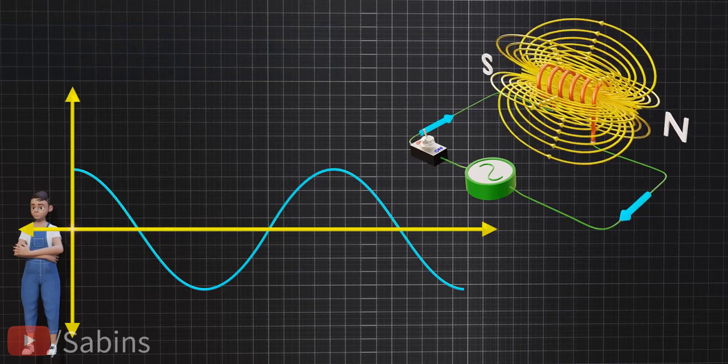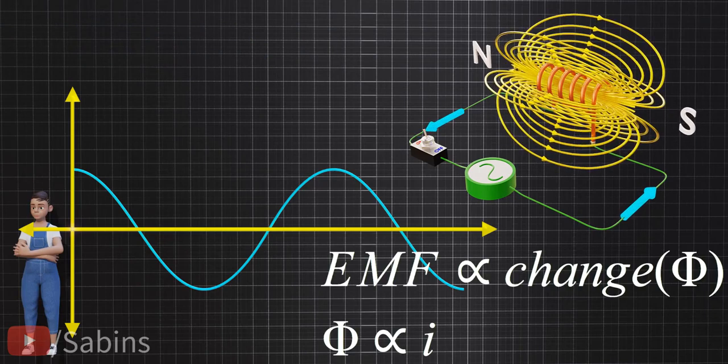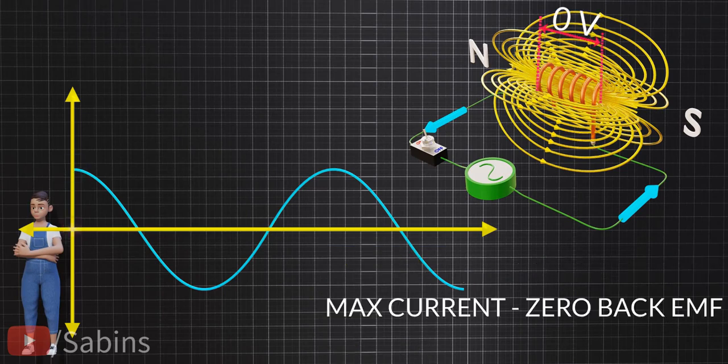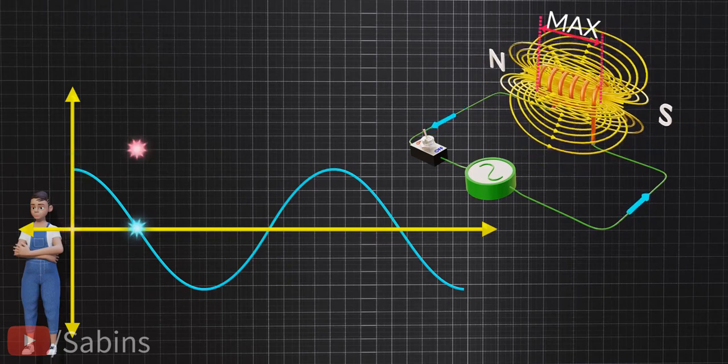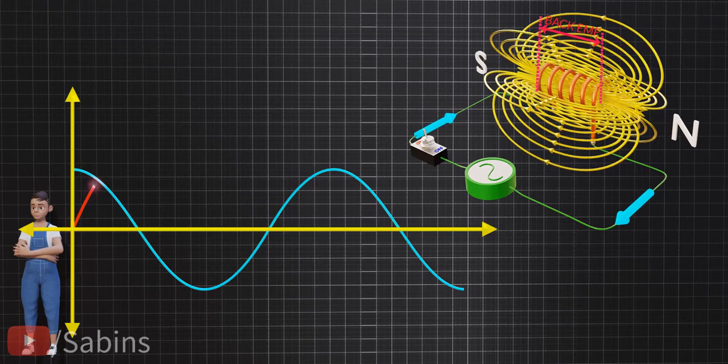The EMF it induces is proportional to the change in current. Therefore, the EMF across the inductor is zero when the current is at maximum, and the EMF is at maximum when the current is zero. In short, the back EMF will vary as shown.